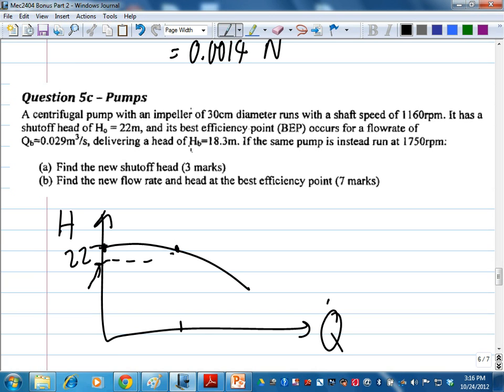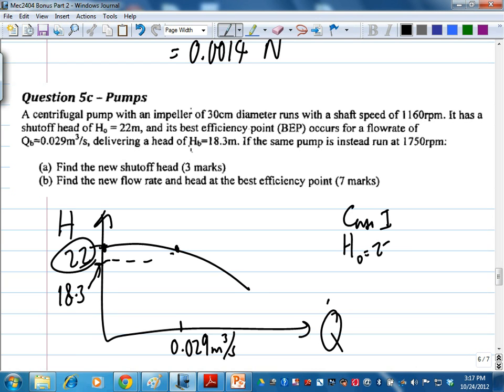Okay, sorry about that. That's how I finish this off. Here is 18.3. Here is 0.029 meter cube per second. So for part A, they just worry about the shut off head, H2. Alright? So case 1, the shut off head, H0 is 22 meter. Case 2, H0,2 we don't know. That's what we want to find.